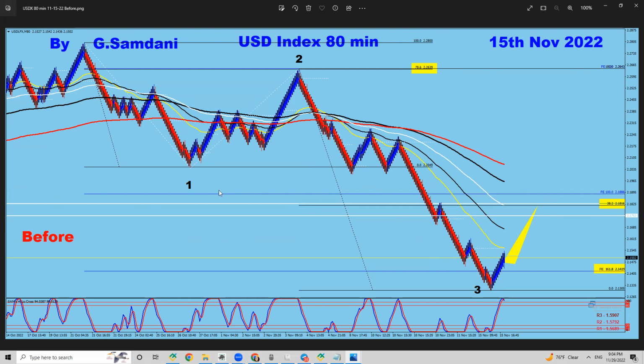But if this could be wave 1, 2, and this is wave 3, the target is 161, so that is already met. So then after that, what usually happens is wave 4 comes.